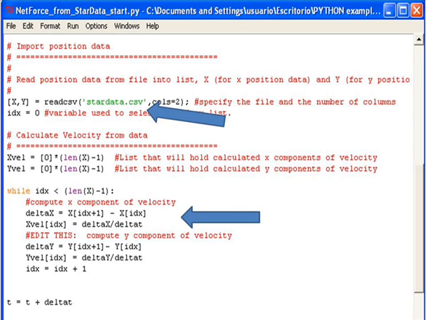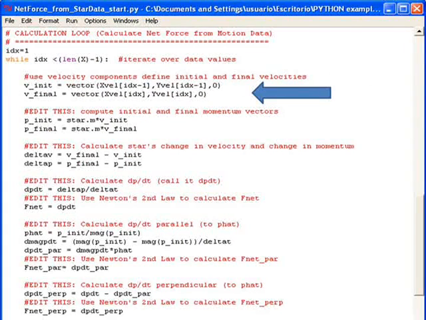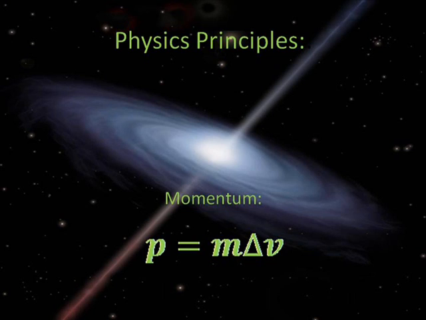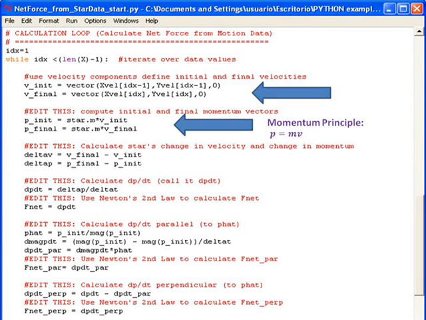To find the velocity in the x direction, I set delta x to be equal to x index plus 1 minus x index, and got the x velocity to be equal to delta x over delta t. To find the velocity in the y direction, I set delta y similar to what I did with delta x and x vel, but with the y values. Once I determined the x and y components of the velocity, I used them to find the initial velocity and final velocity components. By using the momentum principle and Newton's second law, I determined the initial and final momentums.